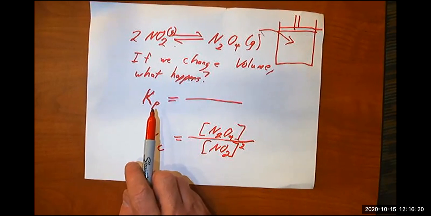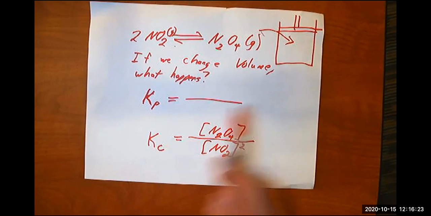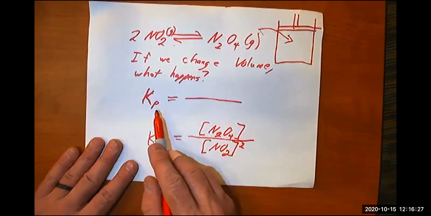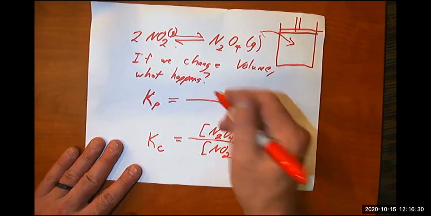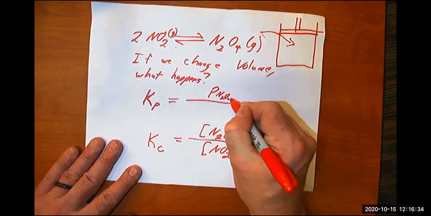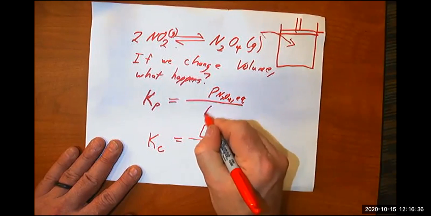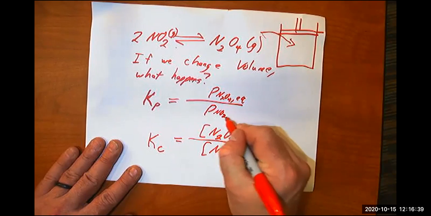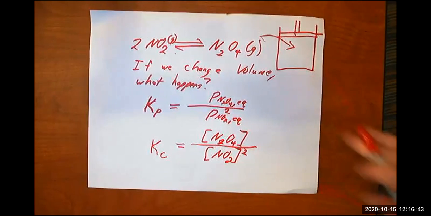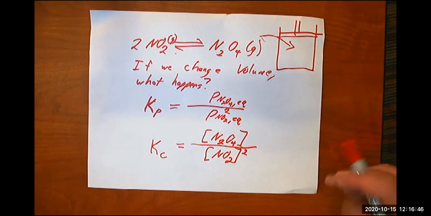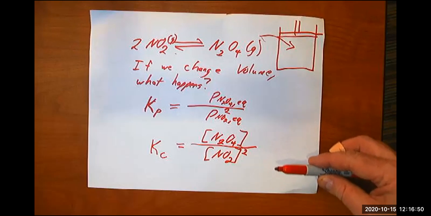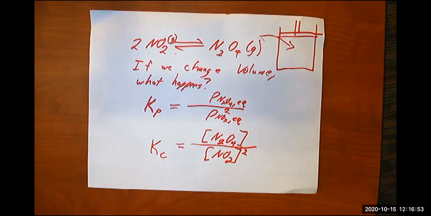However, in this case we are dealing with gases, and because we're going to be talking about changing volumes, it makes a little bit more sense to talk about it in terms of partial pressures. So we write this as the partial pressure of N2O4 at equilibrium over the partial pressure of NO2 at equilibrium, squared. So does that process of writing down the equilibrium constant make sense? Are we good? All right.